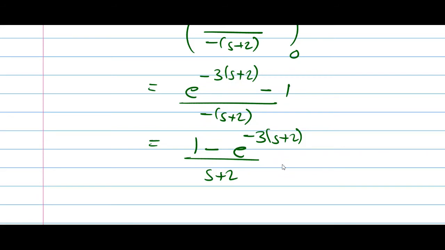Now for ROC, what you will do? You will equate denominator greater than 0, s plus 2 greater than 0, that means s greater than minus 2, that is ROC is real of s is greater than minus 2. So this is the final answer.